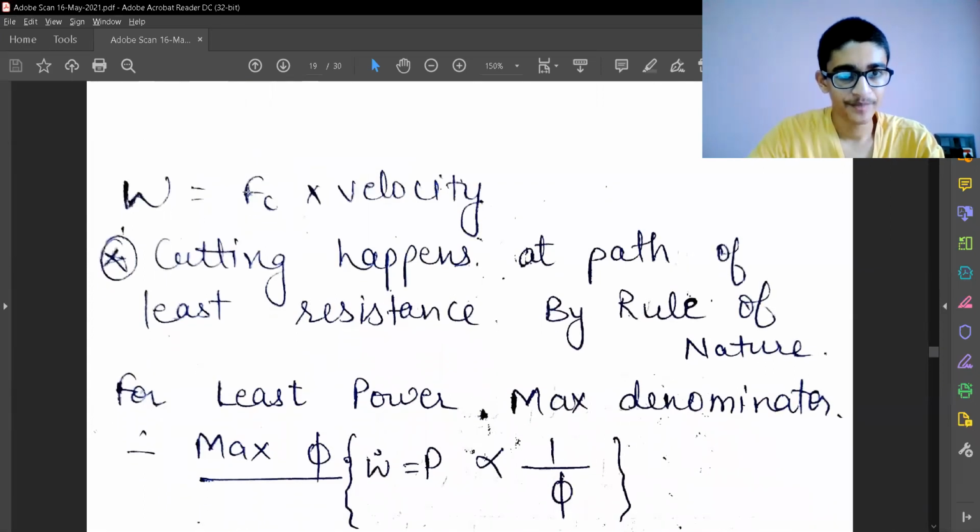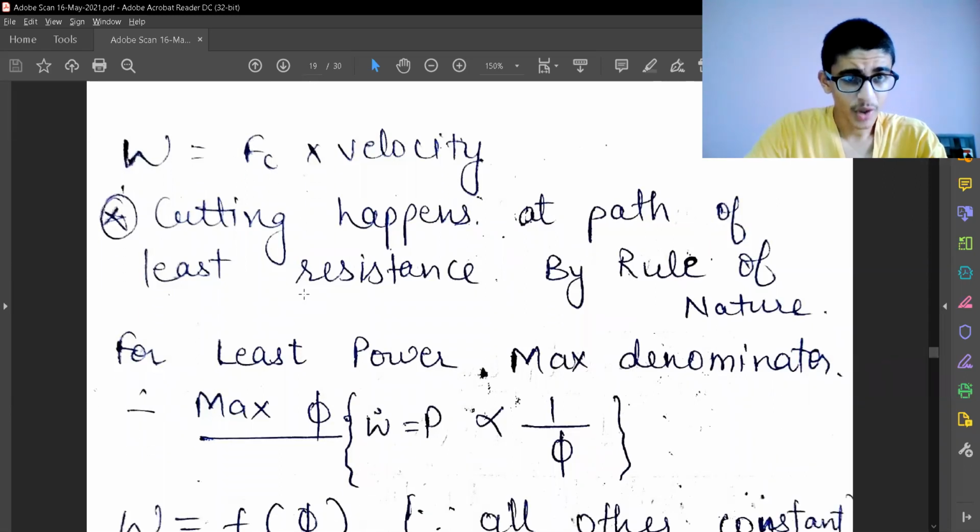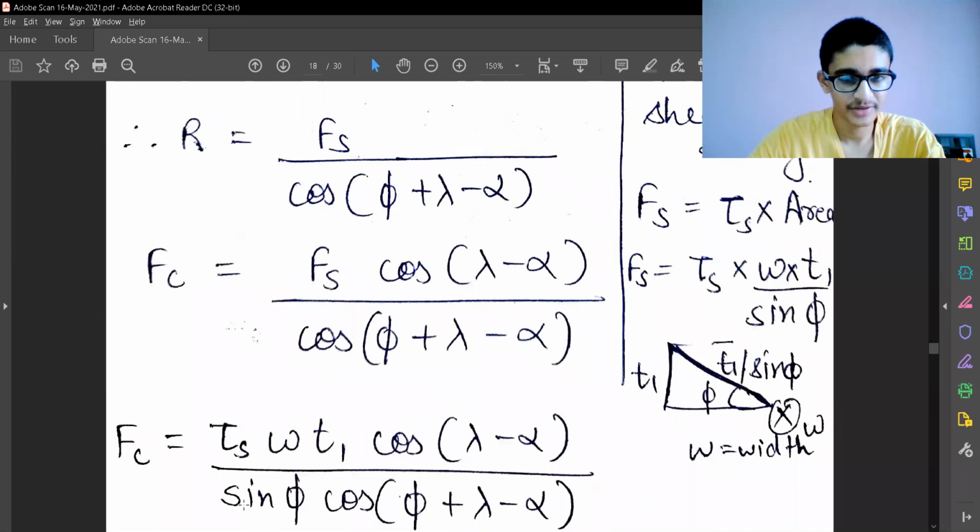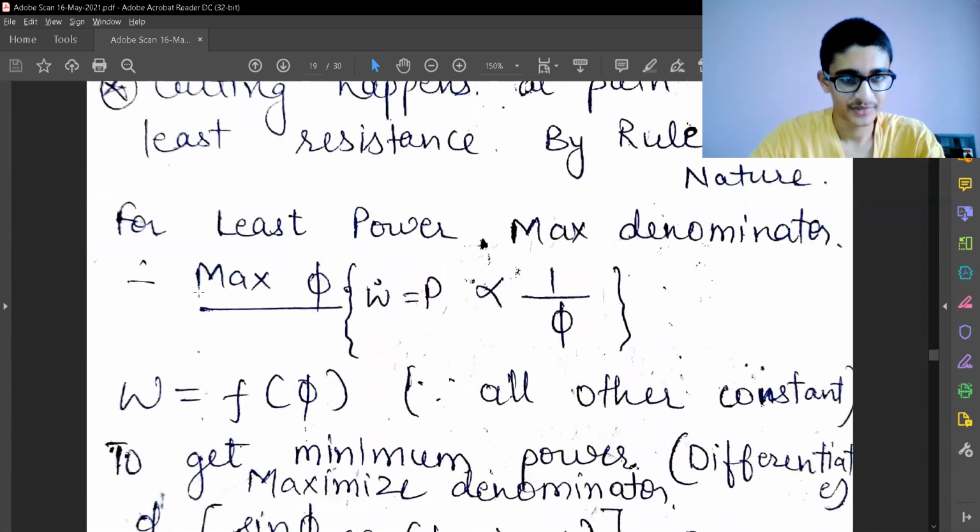The velocity, that is the velocity of my chip which is flowing, is not going to make any change. I'm going to control the value of FC. So I want to minimize the value of power, so I want to minimize the value of my cutting force, and so as to minimize the cutting force, I want to maximize the value of phi. If I maximize phi, the cutting force is going to be minimized.